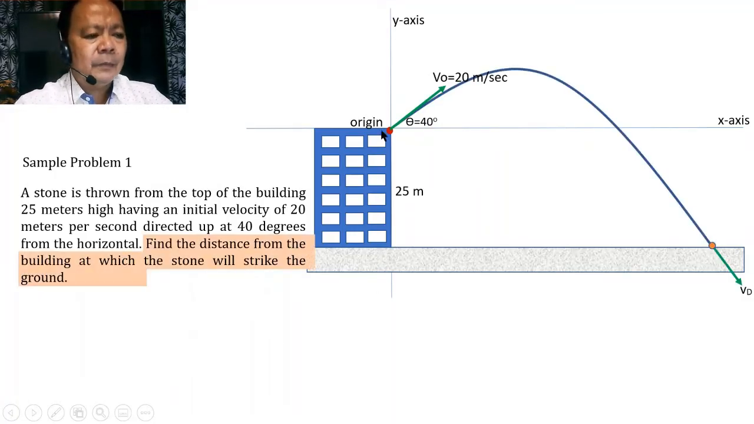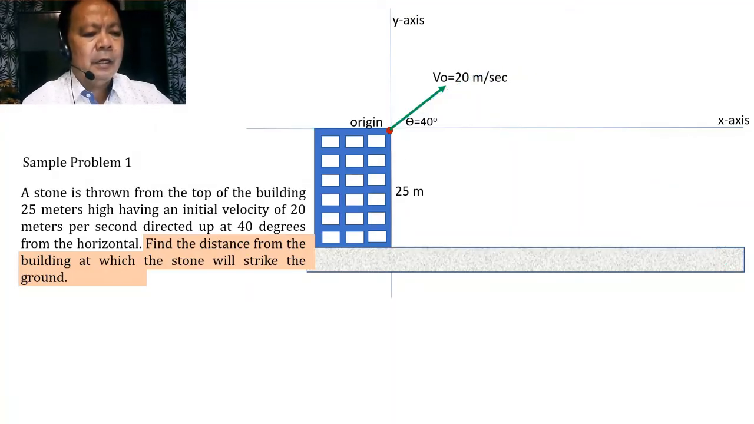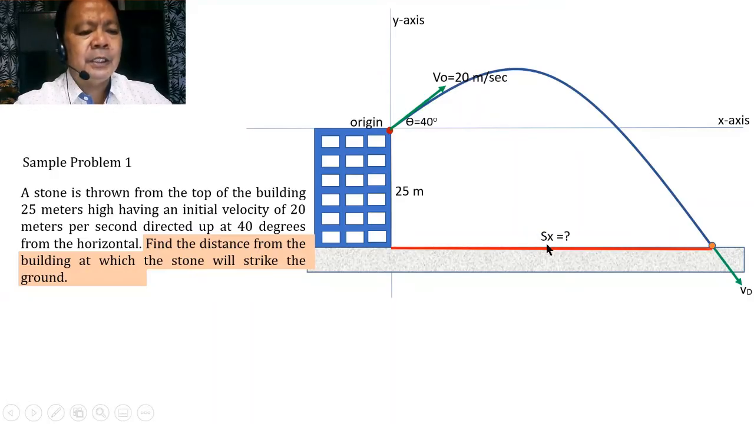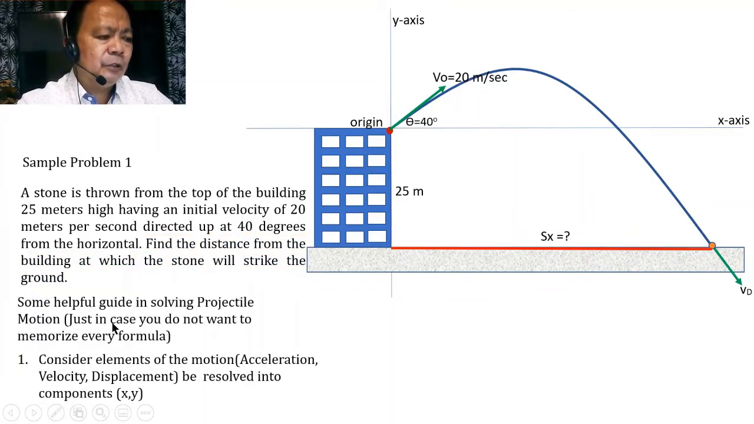So, kumbaga, if we are going to show again how the stone will travel. Okay? So, ito yung mangyayari kasi yung kanyang path na travel niya kapag ibinato siya. At yung sinasabi natin, how far the distance from the building at which the stone will strike the ground ay itong distance na mula dito sa building ito hanggang dito. Ito yung tinatawag natin at sabihin natin siya ay s sub x.